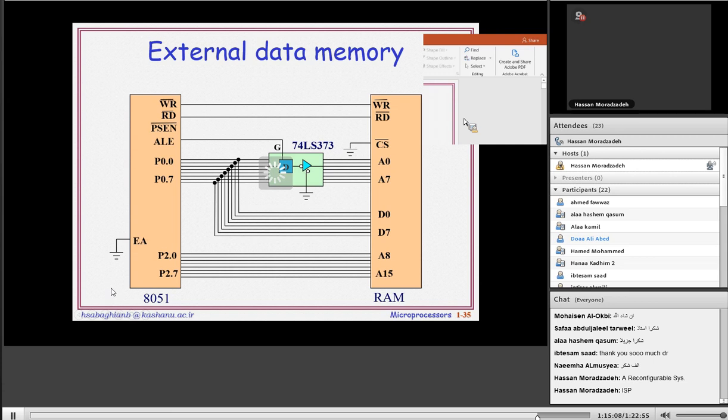Here a reconfigurable system. But today we have an item as ISP. What was ISP?